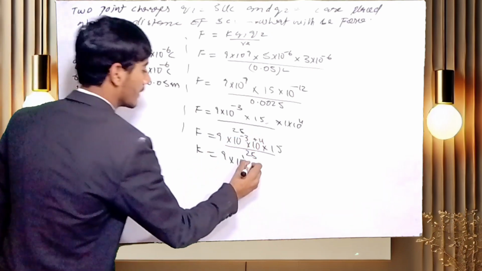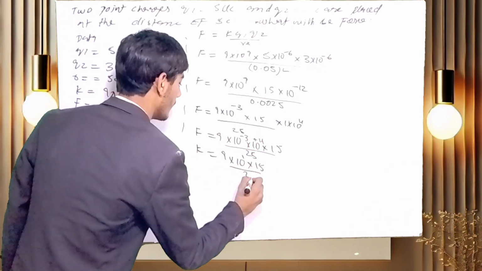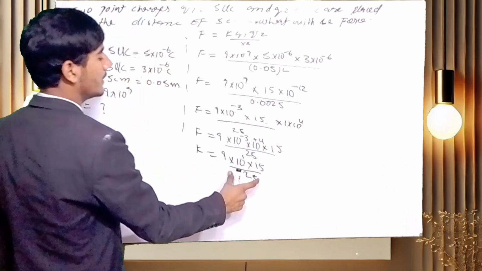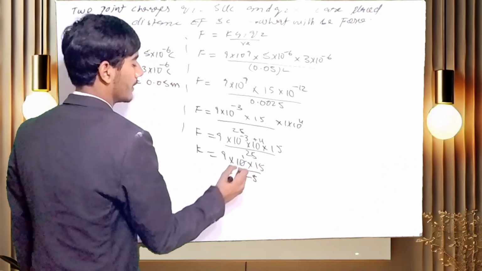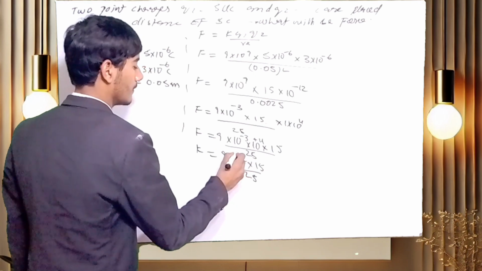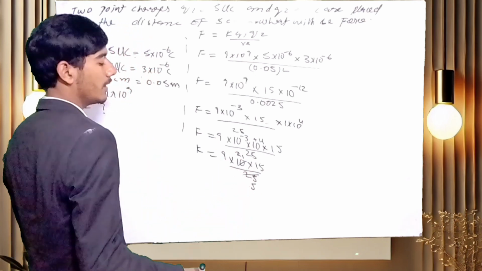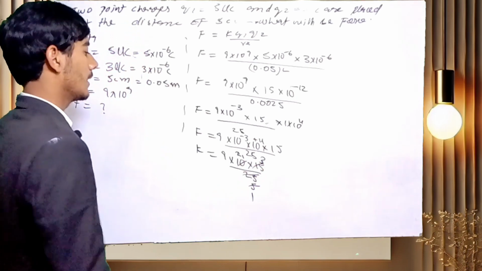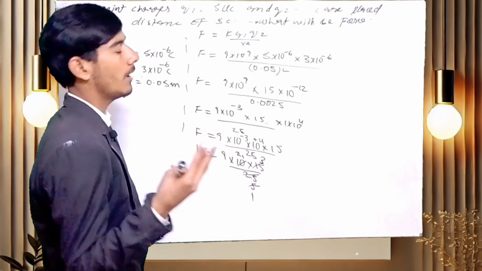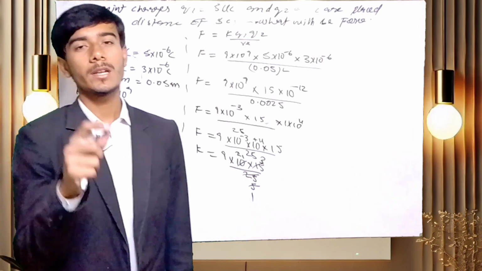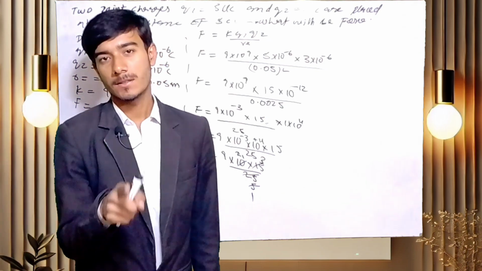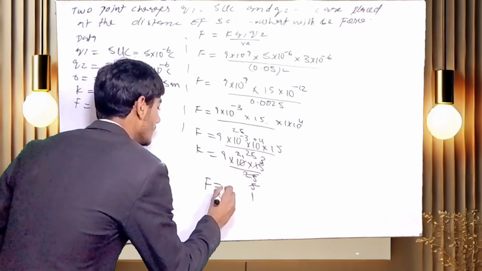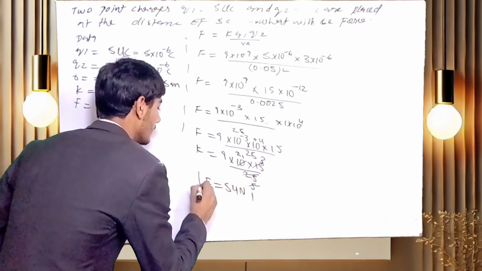I have written it as 15 divided by 25. So I am going to divide these numbers by 5. 5 twos are 10, 5 fives are 25, 5 ones are 5, 5 threes are 15. Now only 3 digits are available, 9, 2, 3. 3 multiplied by 2 is 6, 6 multiplied by 9 is 54. So the final answer is 54 Newton.